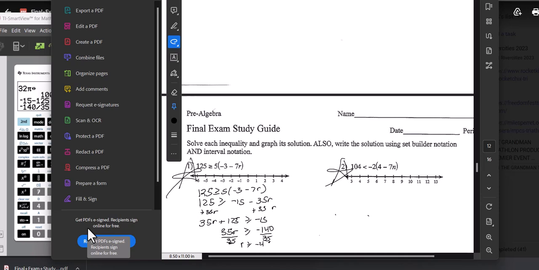Even though my answer is negative, and even though I was dividing a negative number, I was not dividing by a negative number. The thing that I did to both sides was not a negative number. So I get r is greater than or equal to negative 4. So I put a solid dot on negative 4, and greater than or equal goes this way.